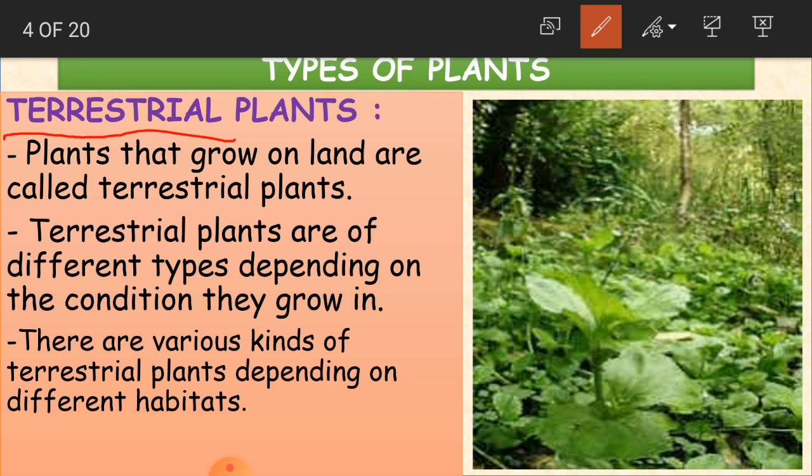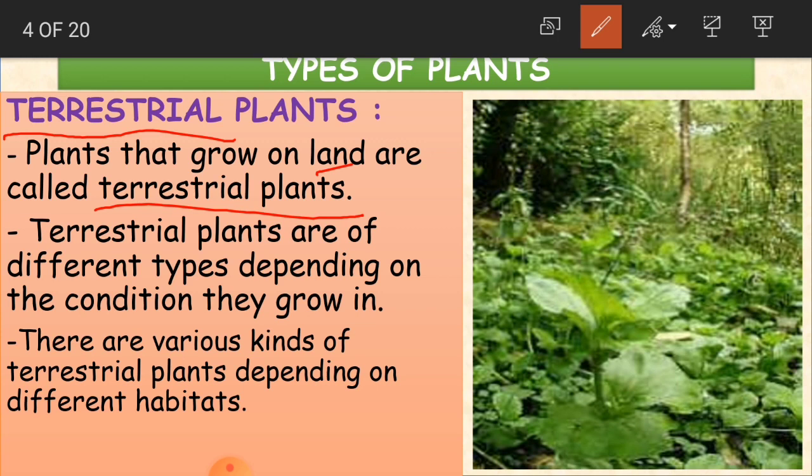Terrestrial means land. Plants that grow on land are called terrestrial plants. We said we also have plants growing in water. Those plants are not called terrestrial plants. Those which grow on land, on the soil, are called terrestrial plants.